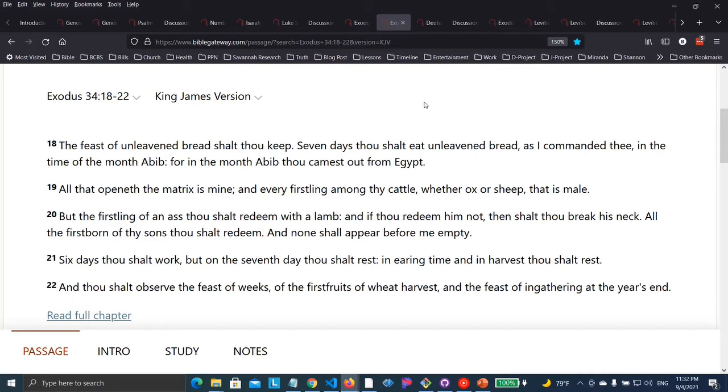6 days you shall work, but on the 7th day you shall rest. In plowing time and in harvest you shall rest. And you shall observe the Feast of Weeks, the first fruits of the wheat harvest, and the Feast of Ingathering at the year's end.